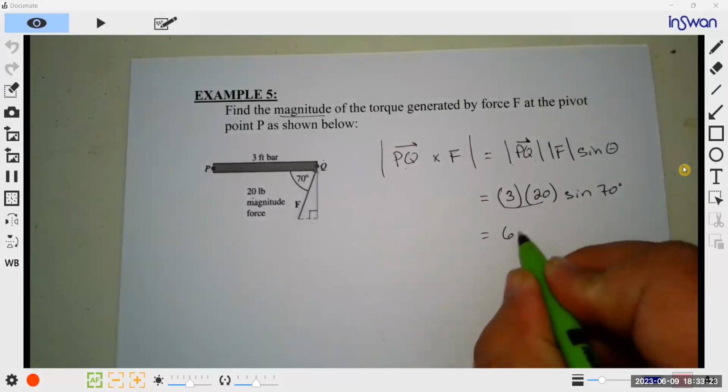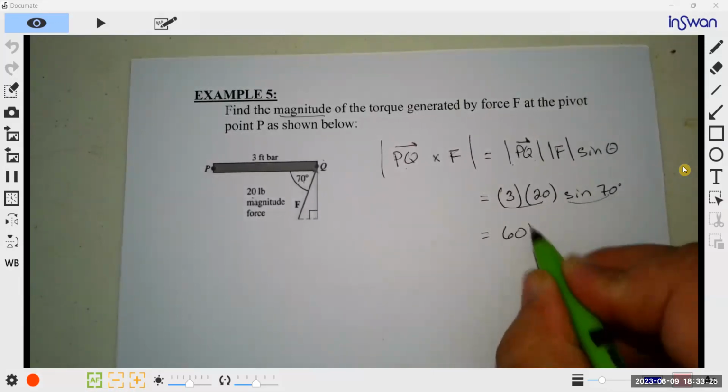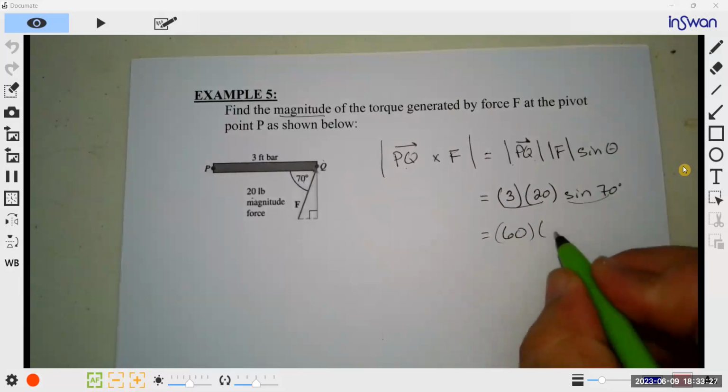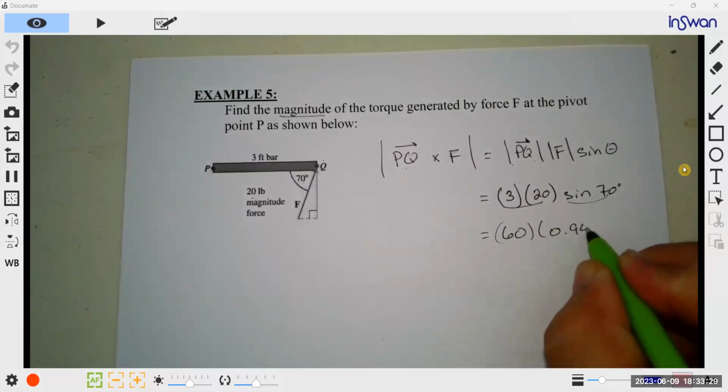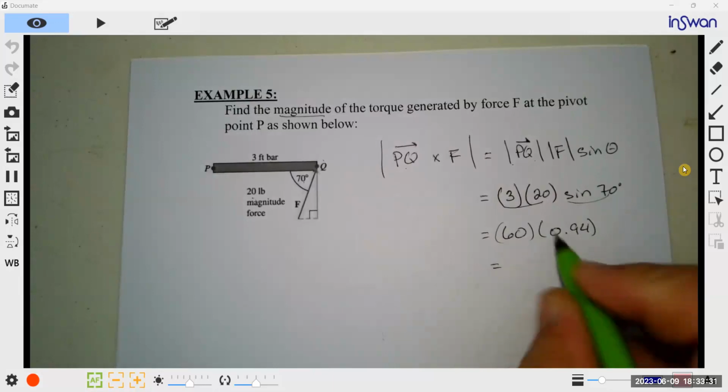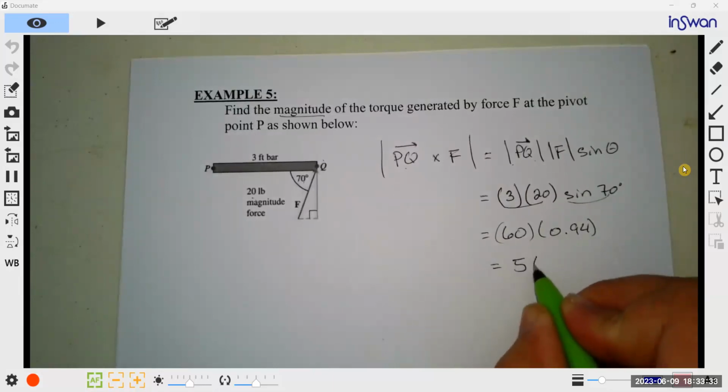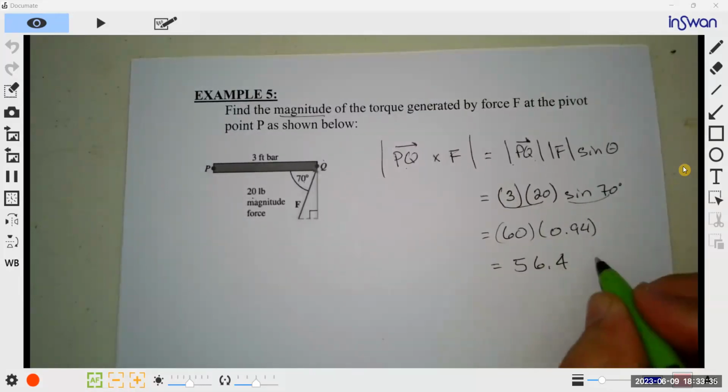3 times 20 is 60. Sine of 70 is 0.94, so we get 56.4 foot-pounds.